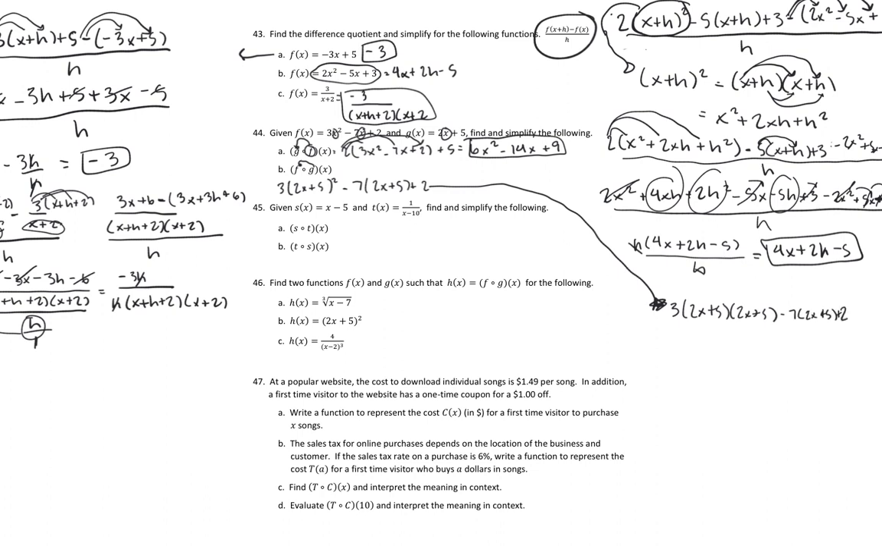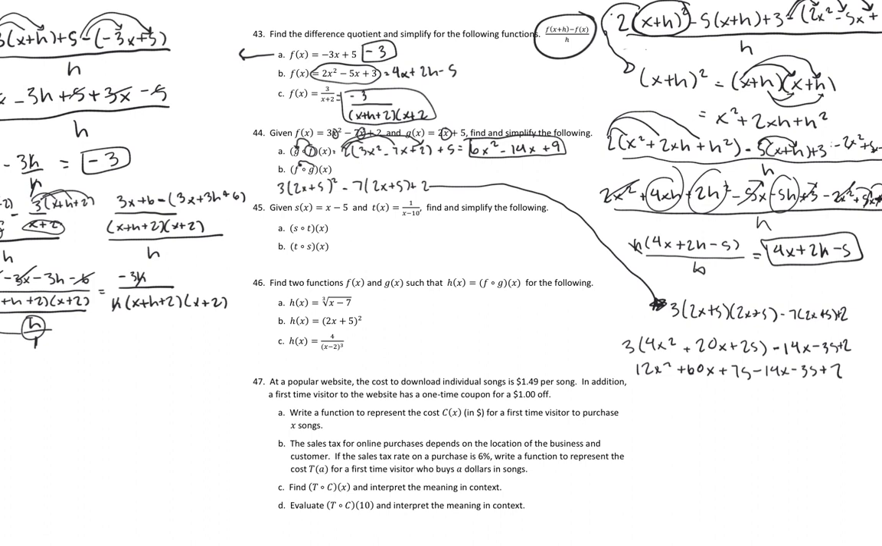So then if we distribute, that's going to be 3 times 4x squared plus 20x plus 25, and then I'm just going to distribute that 7 to those, so it's going to be minus 14x minus 35 plus 2, and then we can distribute that 3, right? So that's going to be 12x squared plus 60x plus 75 minus 14x minus 35 plus 2.